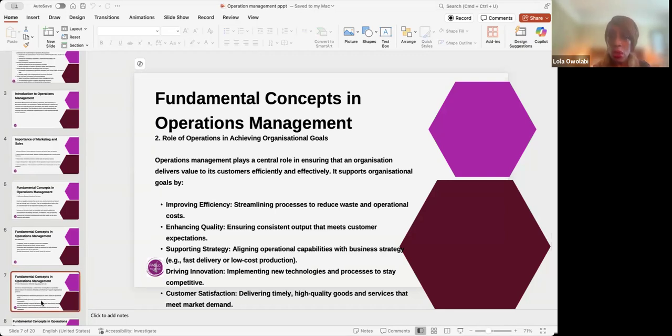Another fundamental concept in operations management, number 2, is the role of operations in achieving organizational goals. Operations management plays a central role in ensuring that an organization delivers value to its customers efficiently and effectively. Two really powerful words, so powerful that I need to repeat them: efficiently and effectively. So how does operational management support organizational goals?